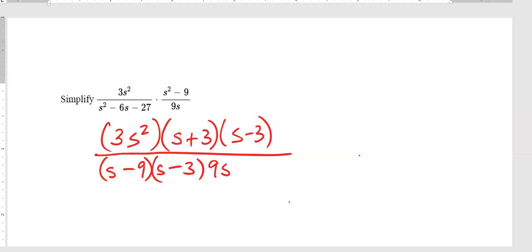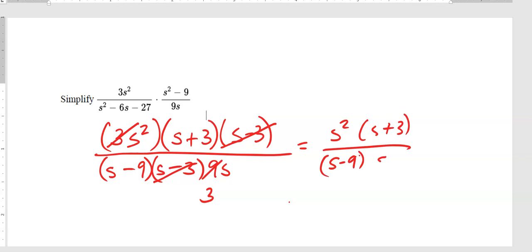Now I want to look for factors that are the same in the numerator and the denominator. I can see there's one here. I can see too that a 3 I can divide out of the numerator and the denominator. That would leave me s squared over s, right? So let me just clean it up a little so you can see what I'm talking about. Well, s squared divided by s, I know that would be s to the 2 minus 1, I'd be left with s. So my answer is s times s plus 3, all divided by s minus 9.